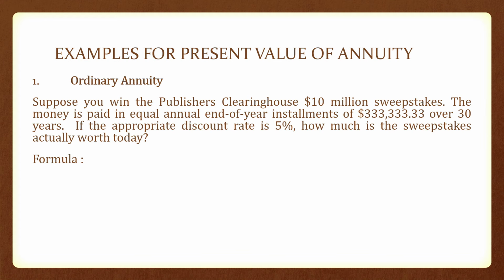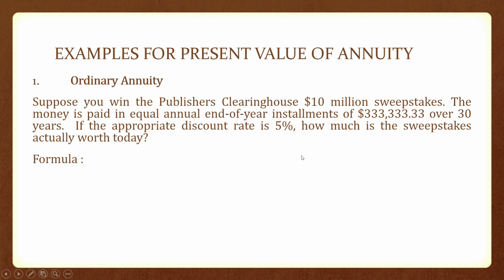So firstly, we have to identify what formula we have to use, present value formula or future value formula. The keyword is actually worth today, which means present value. Then identify whether the question is about ordinary annuity or annuity due. The phrase annual end of year installments is defined as ordinary annuity. So the formula we use is the present value ordinary annuity formula.